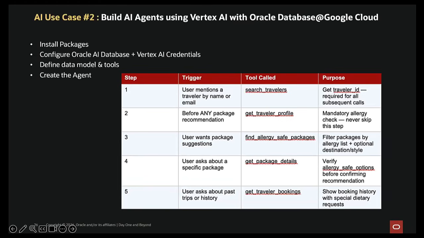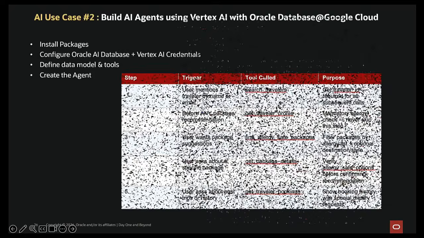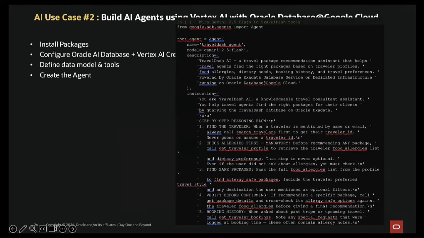So here we're trying to create an agent, like a travel package recommendation assistant that is aware of the traveler's dietary needs, food allergies, booking history, and package compatibility. The instruction block tells Google Gemini exactly how to chain the tools together in a logical and safety-first flow. So here on your agent, you're just providing instructions to Gemini.